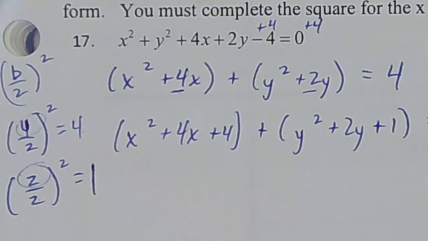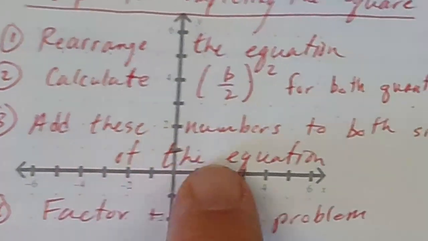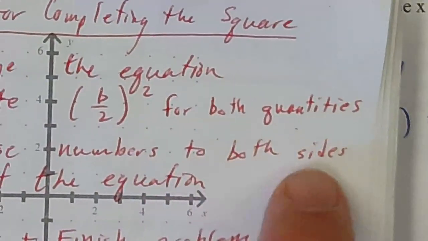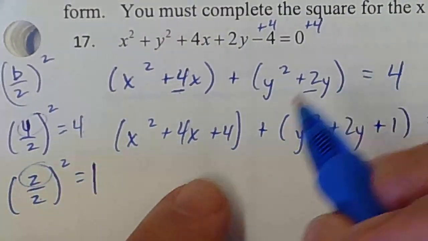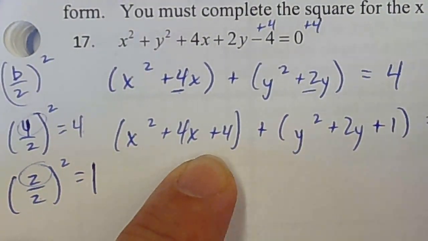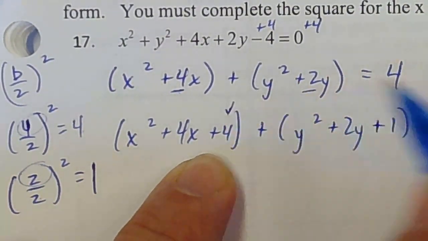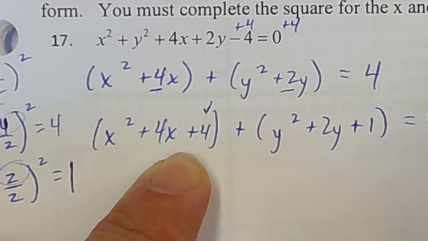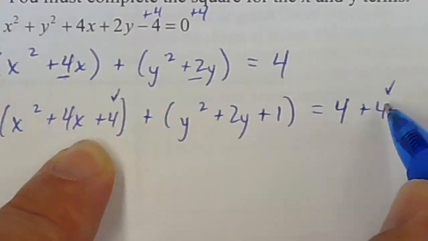Okay, you'll see this all come together in just a moment. Stay with me. All right, don't forget to add these numbers to both sides. We need to balance our equation. So since I added 4 here, I've got to add 4 to the other side. Some students like to put a check mark for that. Okay, 4 is there and 4 is there.